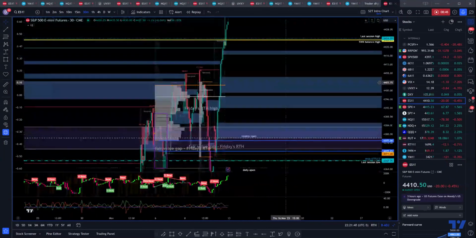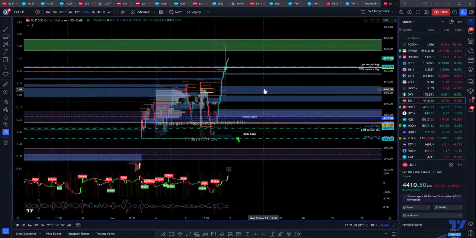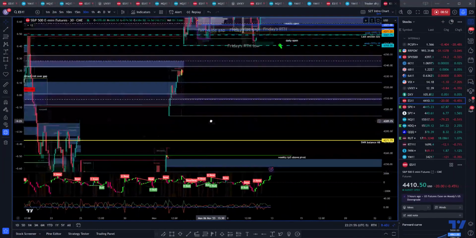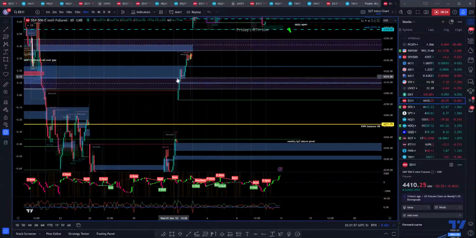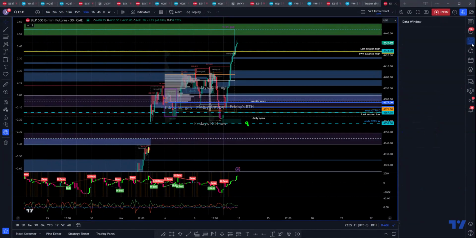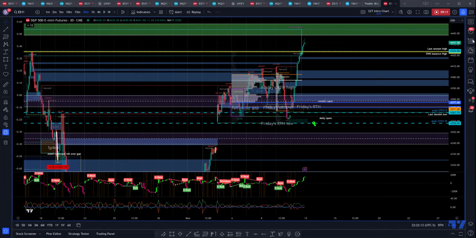I know the chart's a little messy, but this guy here is in an island, and this is what I'm eyeing as a potential area to be revisited. It doesn't have to happen this week, but we have CPI, so we're going to keep an eye on that. So we'll see what happens.